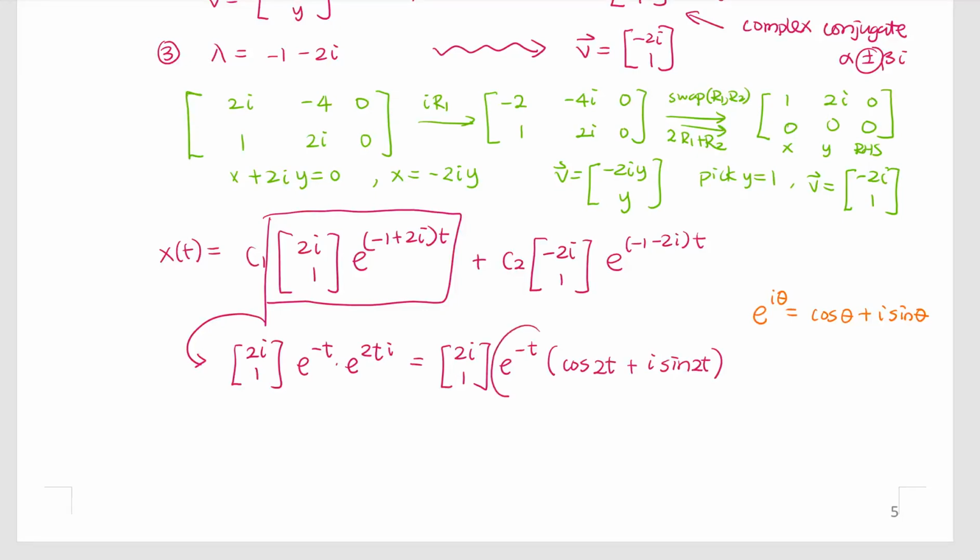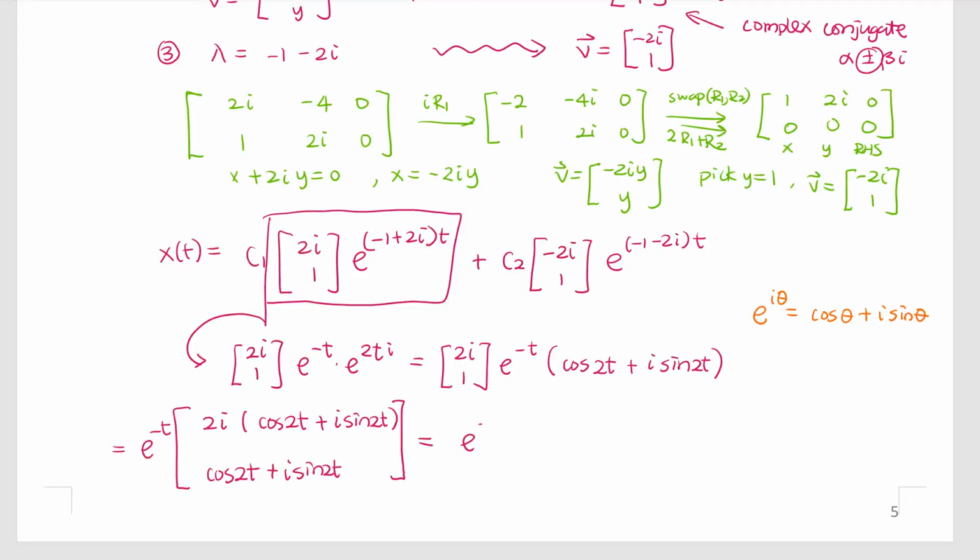Okay, now this part is real. But this part is a complex number. So let's multiply it into all of the entries. Okay, so let's see what we're going to change. So e to the negative t, let me move it in front. And then we use 2i multiplied by cosine 2t plus i sine 2t. And this is 1, so we get cosine 2t plus i sine 2t.